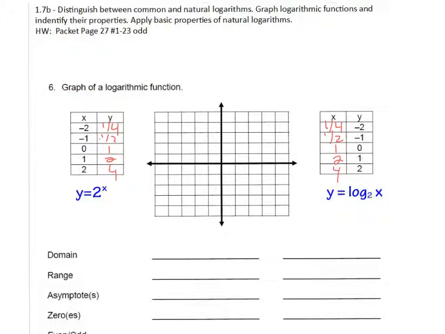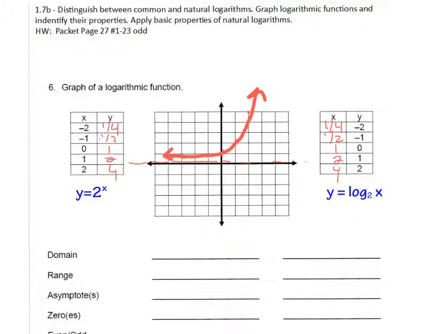So I'll graph my exponential in red. I'm just going to do those integer values. We know we have a horizontal asymptote. That's very sloppy. Sorry. Let me try again. Okay, so there's my exponential graph.